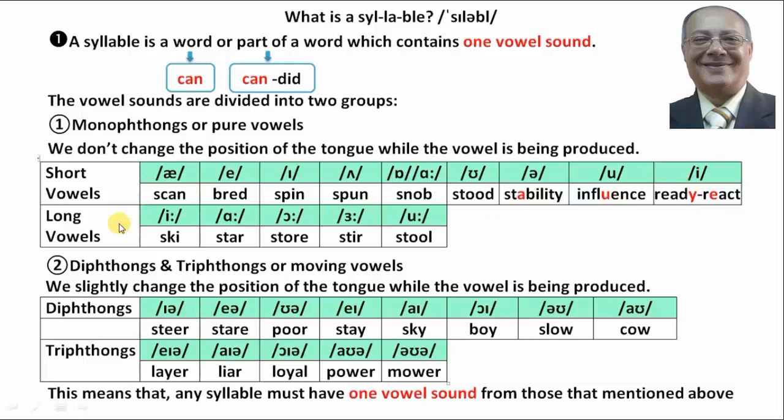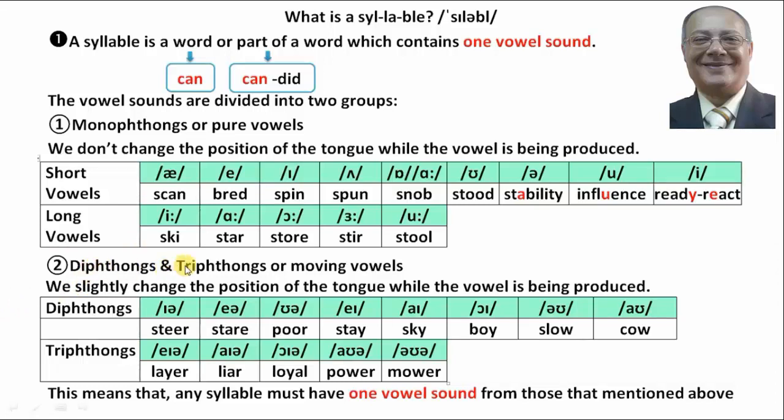For the long vowels, we have: is key, E; a star, R; a store, or; a stair; a stool, stew, ooh.